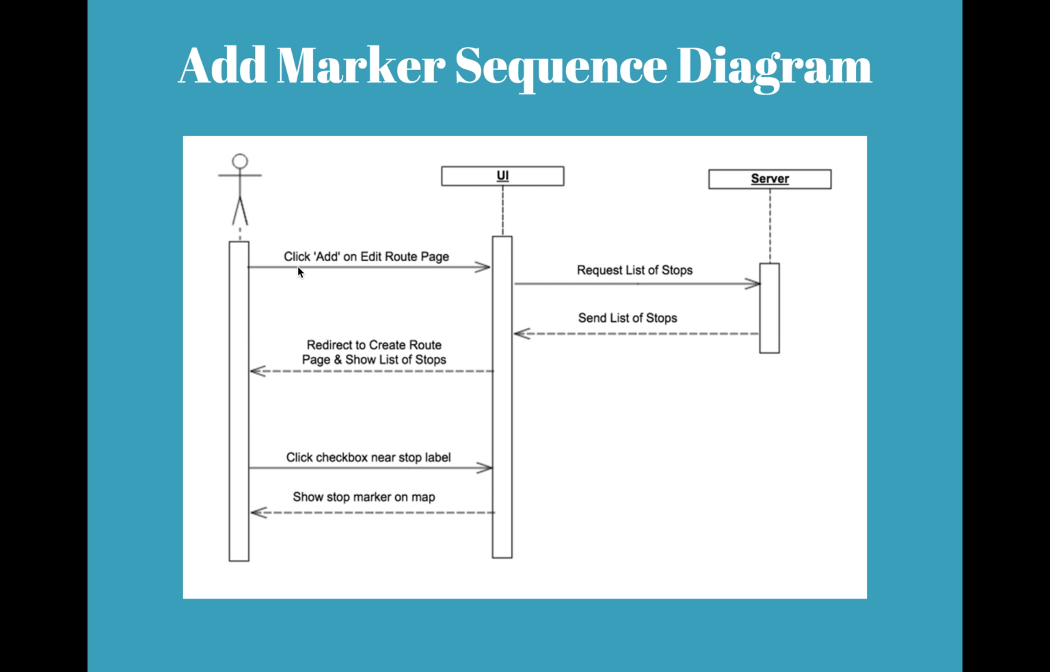Here's the admin. You click Add on Edit Route page, and a request for a list of stops is sent to the server. The server sends back the list of stops. Then the UI redirects to the Create Route page and shows the list of stops to the administrator. And then when the checkbox is checked near the stop label, then a marker is shown on the map.